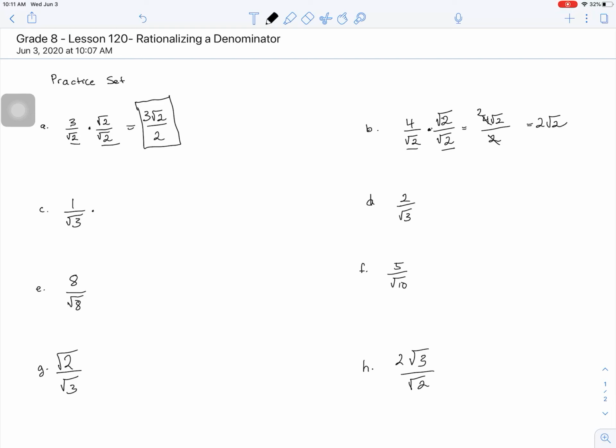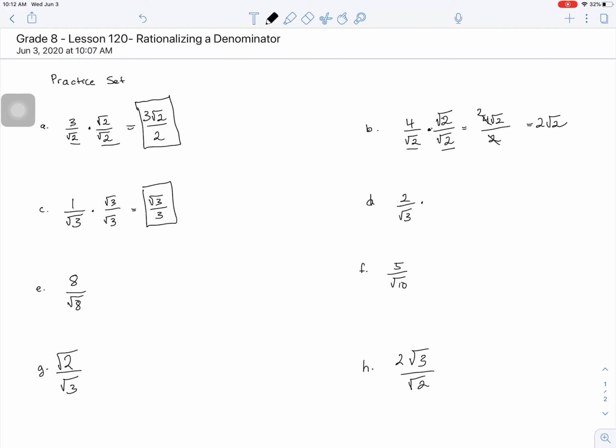This one here, C, we're going to times it by the square root of 3. The square root of 3. And so we get the square root of 3 on the top over 3. We cannot reduce it any further. Here is our answer.